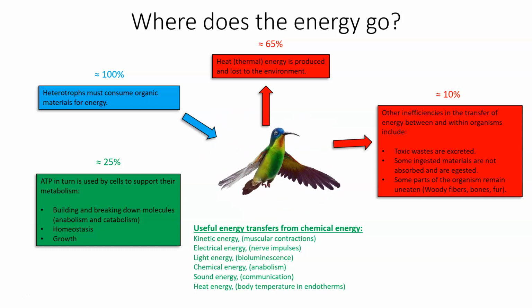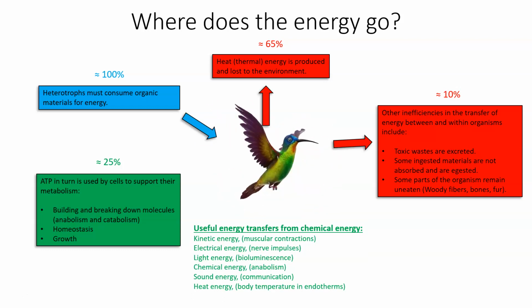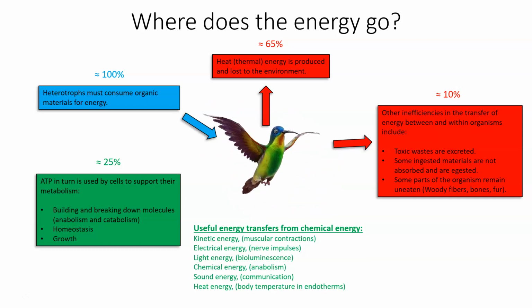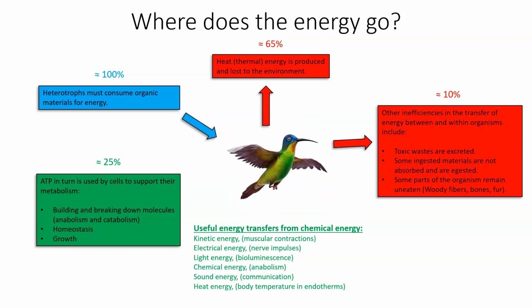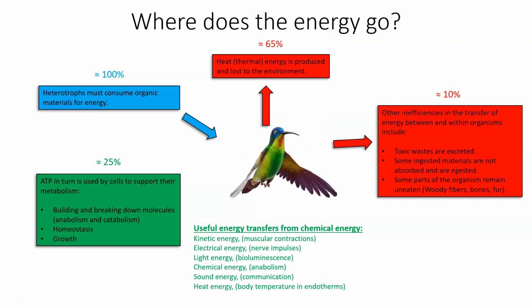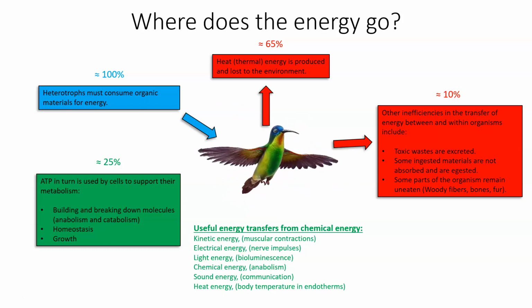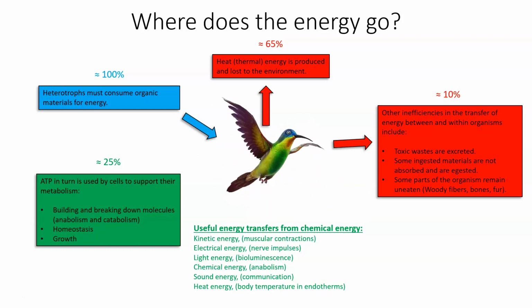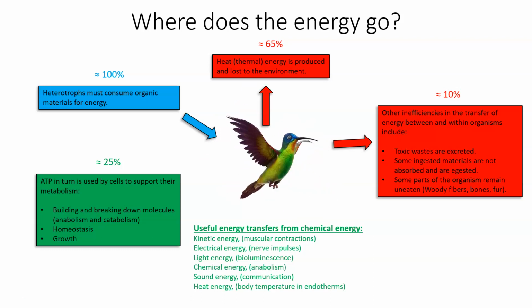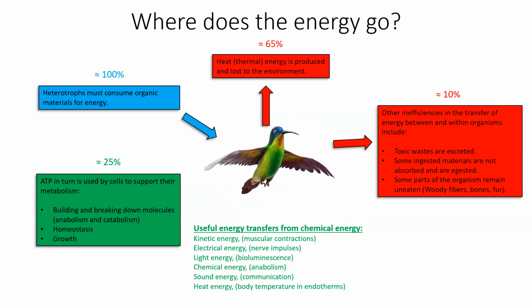Some parts of organisms are going to go uneaten. If you're talking about a carnivore, sometimes they leave bones, sometimes they leave fur, sometimes they don't consume the beak of a prey item. So some of the organism that the carnivore consumes is not going to be consumed, and so roughly 10% is lost. Now, you'll notice that there is a color coding to this kind of chart.